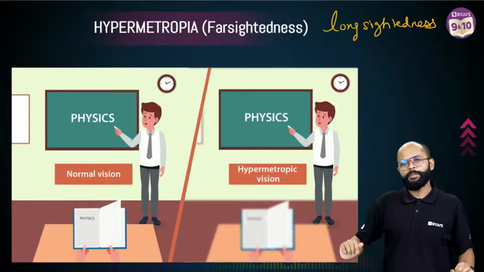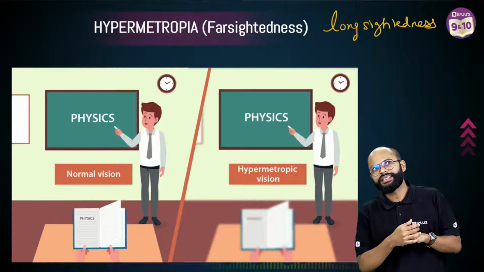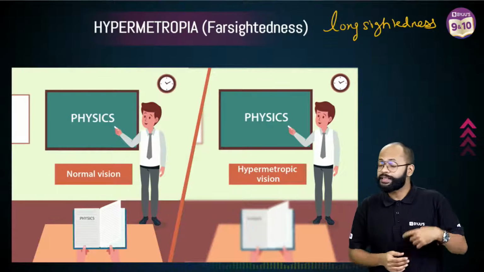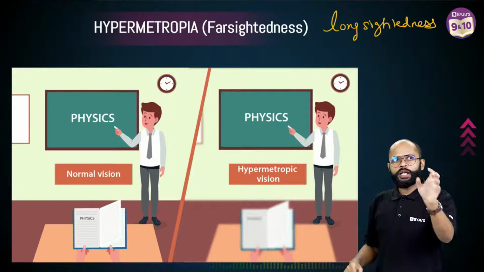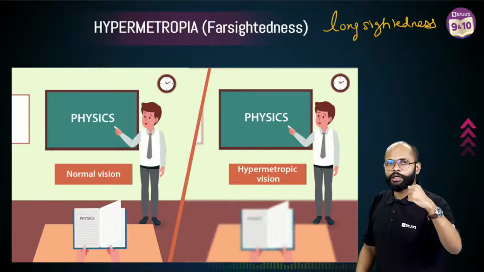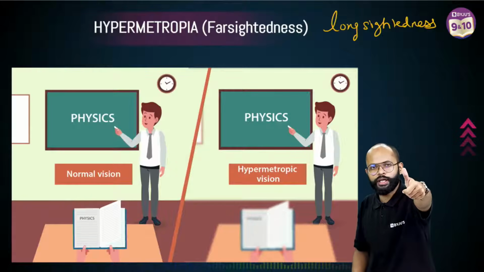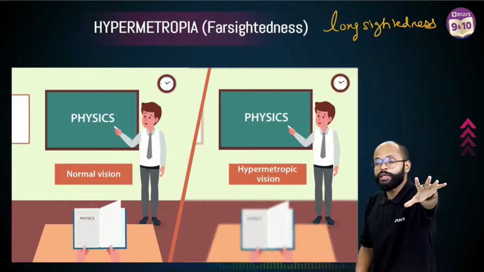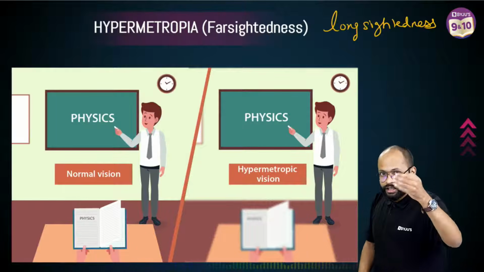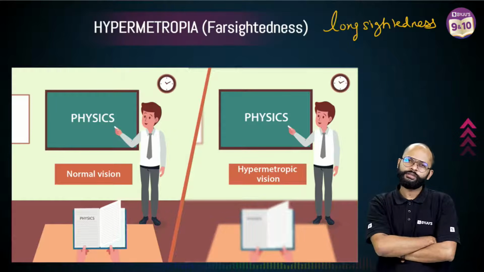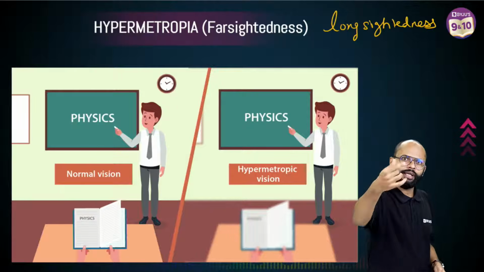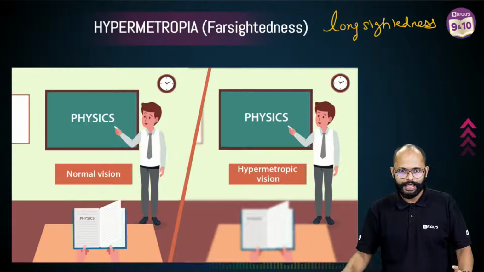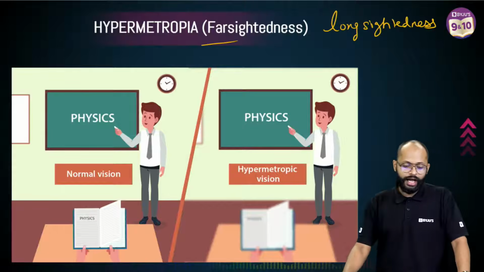Hypermetropia is a longer word, means long-sightedness, or I can say far-sightedness. Again, same funda. Sir, long-sightedness means things which are longer to me, they are okay. Things which are farther to me, they are okay. Things which are near to me, that is a problem here. Far-sightedness means what? Far is okay, near is a problem. Getting it? So that's why this is hypermetropia.